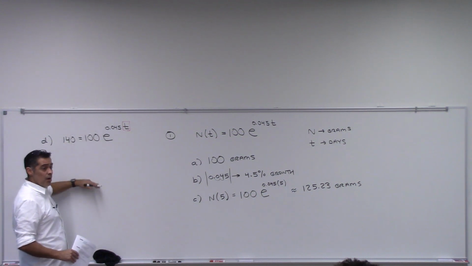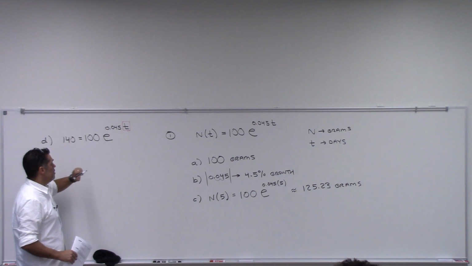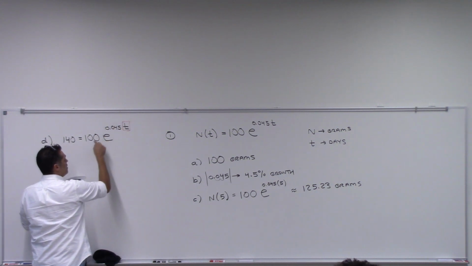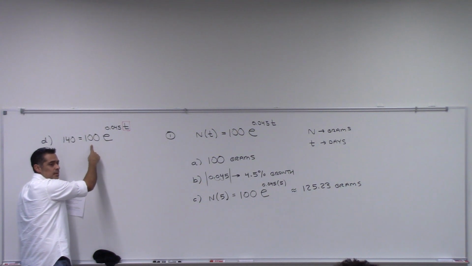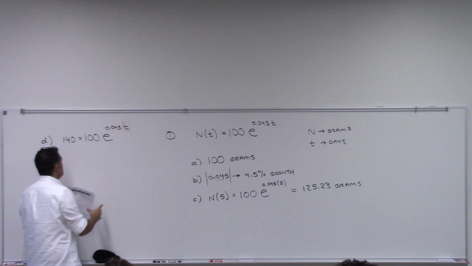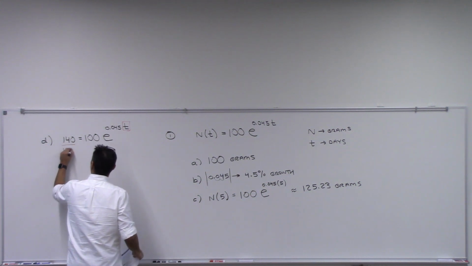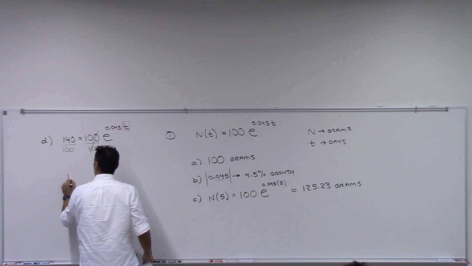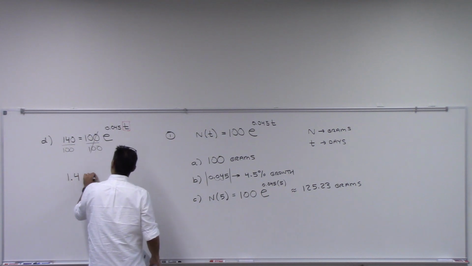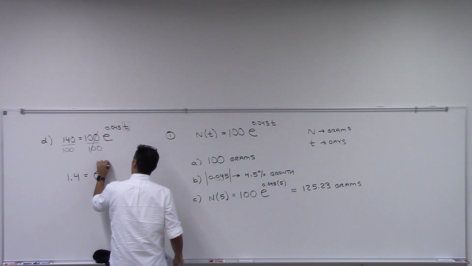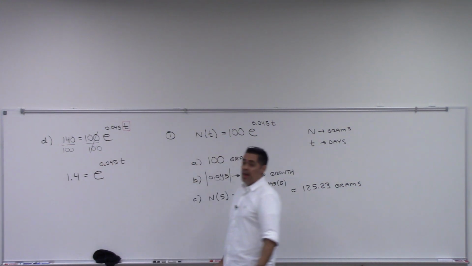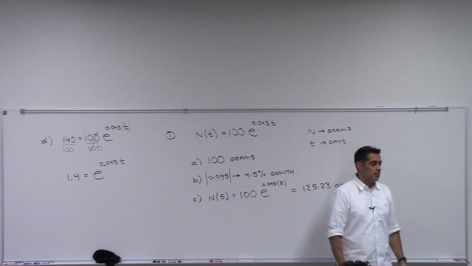Are you saying switch it to log form? Right, but you can't do that yet because we have something to a power, and we've got this 100 in front, right? Divide both sides by 100 first, okay? So divide both sides by 100. And then you get over here, 1.4 equals e to the 0.045t. And now you can convert that to a log.